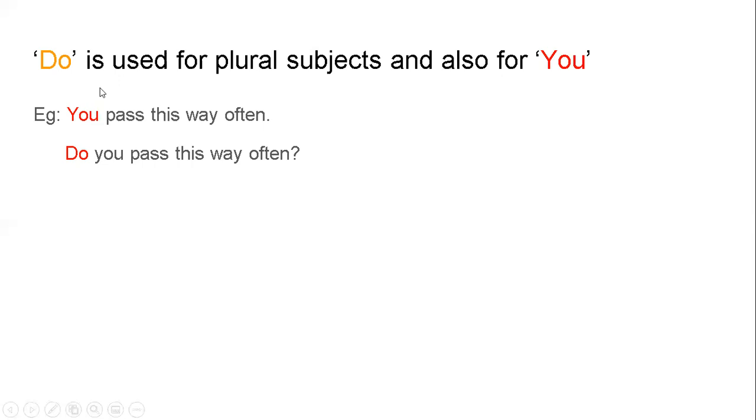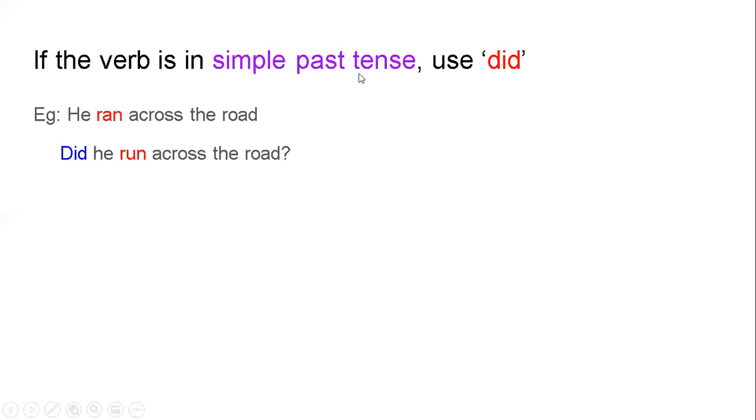Does is used for singular subjects if the verb is in the present tense. Okay, moving on. If the verb is in the simple past tense, now we're going to past tense. Why? What is past tense? Past tense means the action has already happened. It has happened in the past, done already. Okay? Then you cannot use do or does. You have to use the word did.